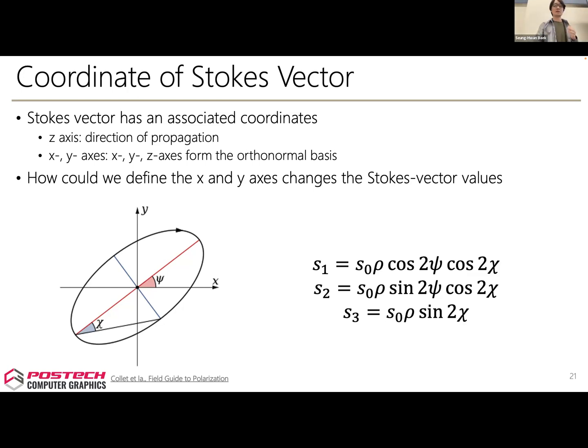What that means is, if you recall the definition of the polarization ellipse, the orientation angle and the ellipticity angle are defined with respect to those chosen x and y axes. So even though the polarization state of light is the same, its description with Stokes vectors could have an infinite number of possibilities depending on what you choose for the x and y axes. That's why, whenever you say the light polarization has a Stokes vector A, you should mention the coordinate of that corresponding Stokes vector.